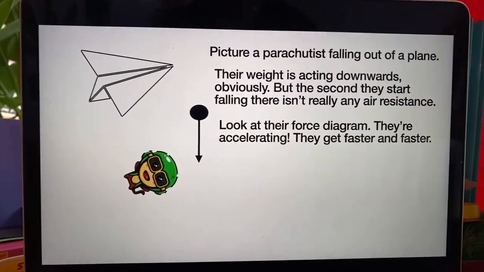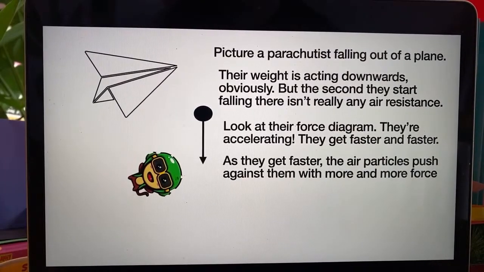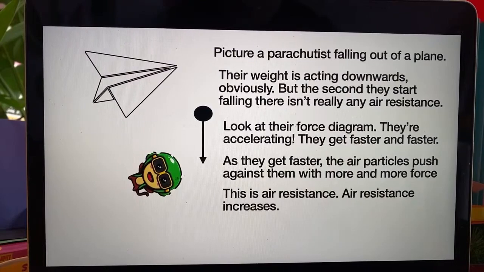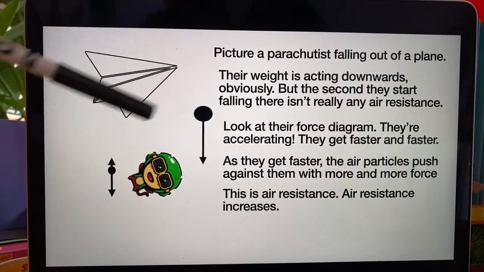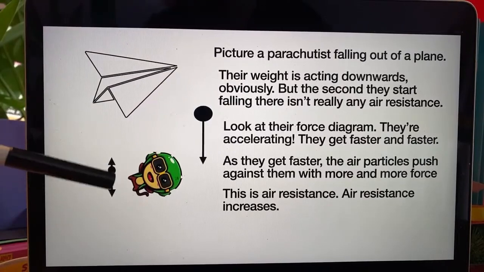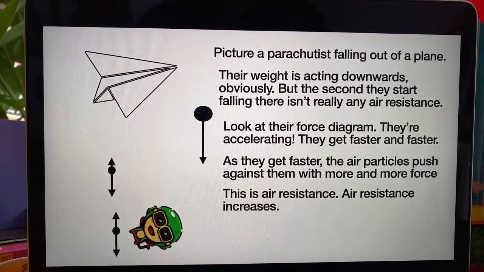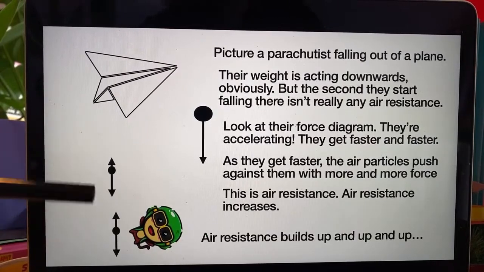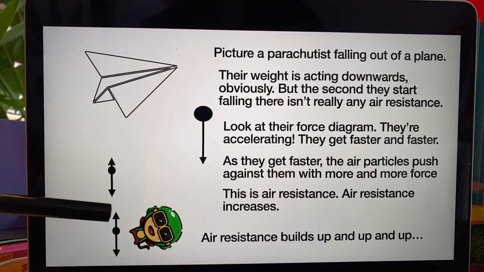All right, so this guy's accelerating, getting faster and faster. As they get faster, the air particles push against them with more and more force. This is what is called air resistance. So the simple way of saying it is air resistance increases. So here's a diagram. We've still got weight acting down, not to scale, is it? That's bad. It should be the same amount of weight, but now we've got a bit of air resistance. So air resistance builds up and up, okay? Because they're getting faster and faster. They're smacking into the air particles with higher and higher speed.